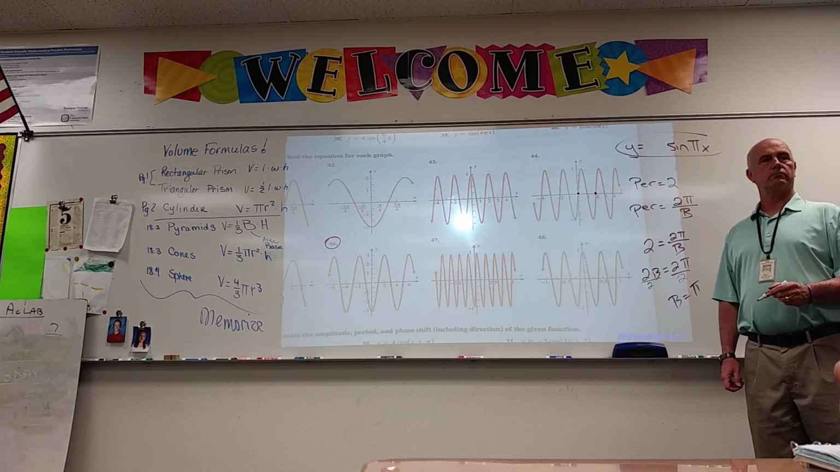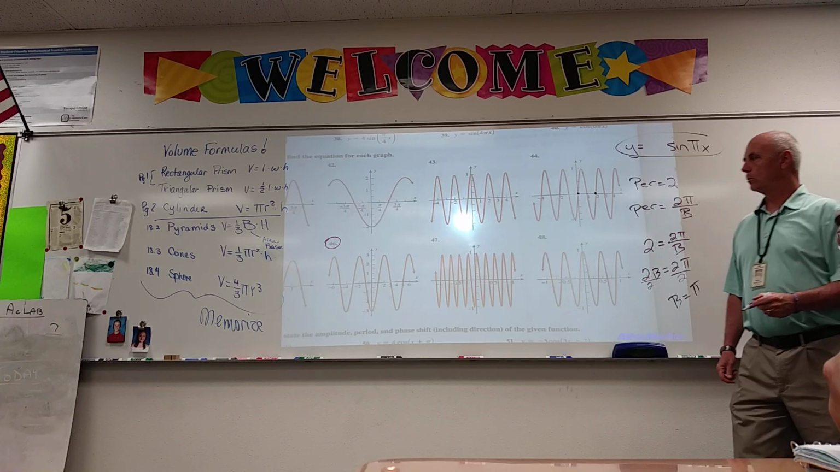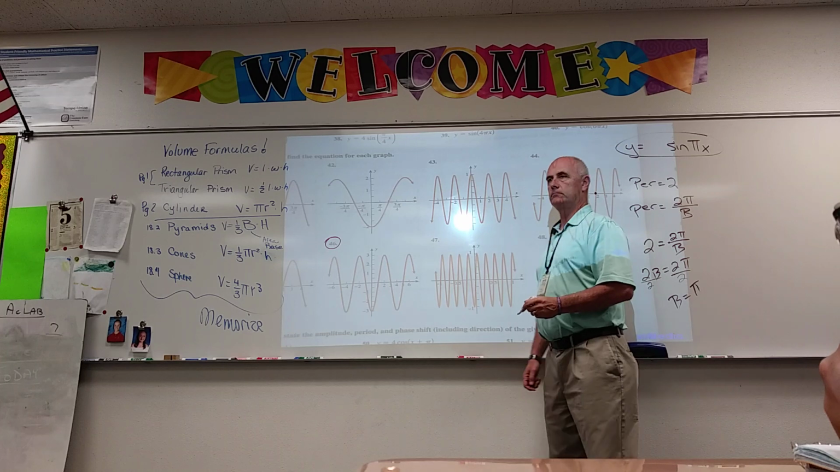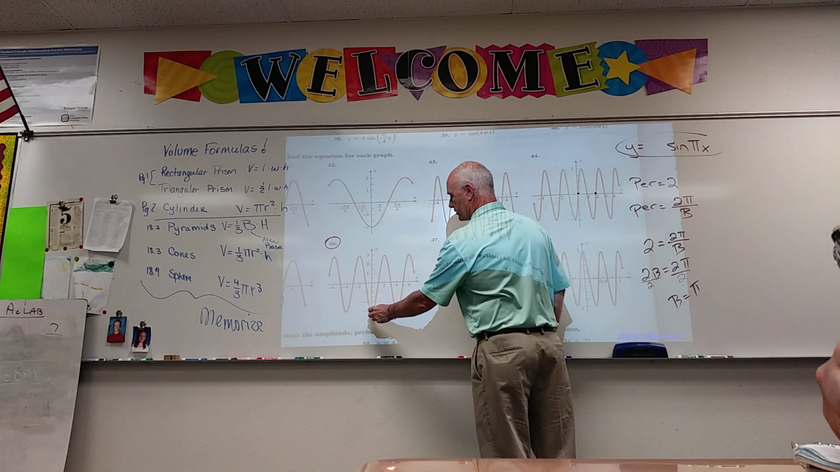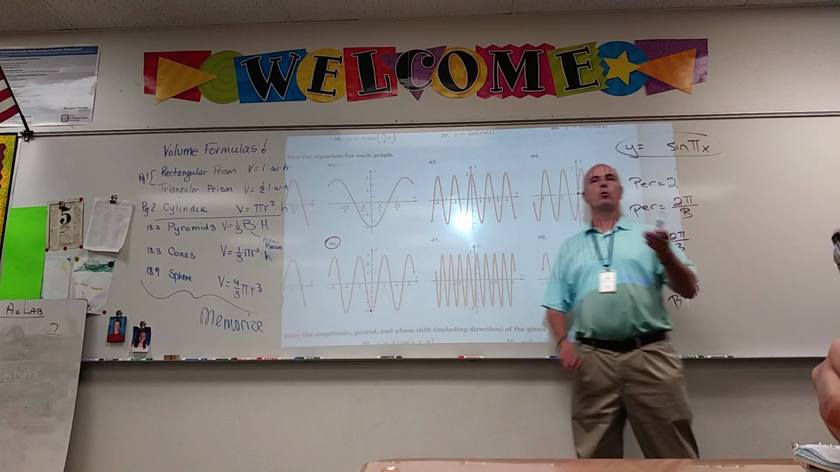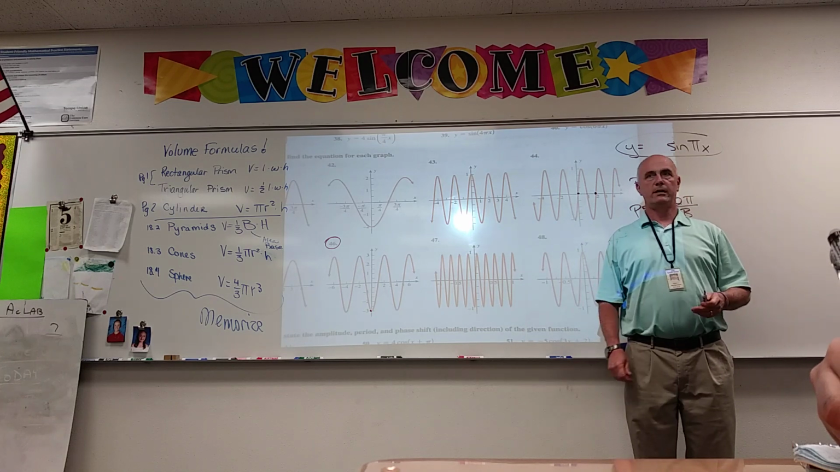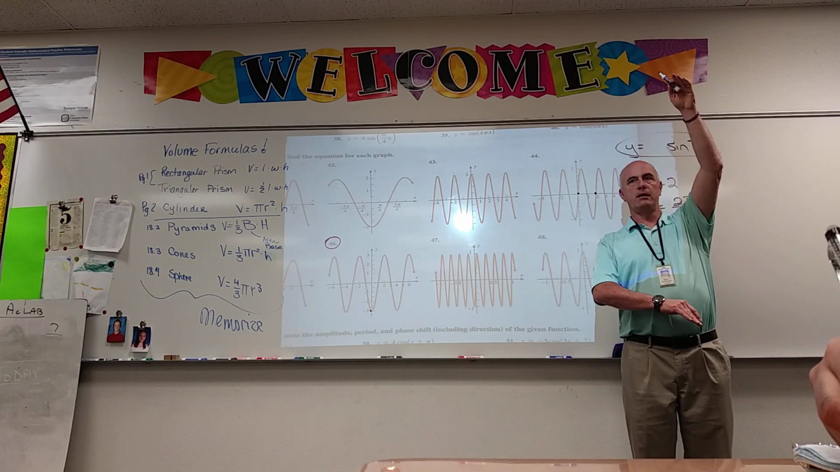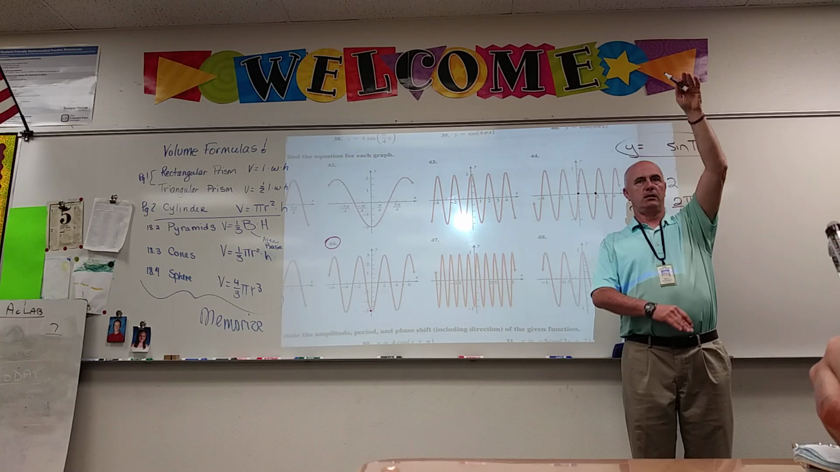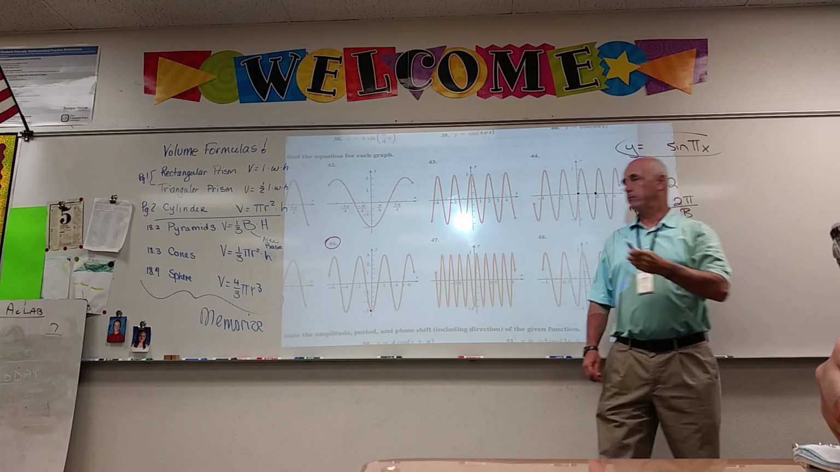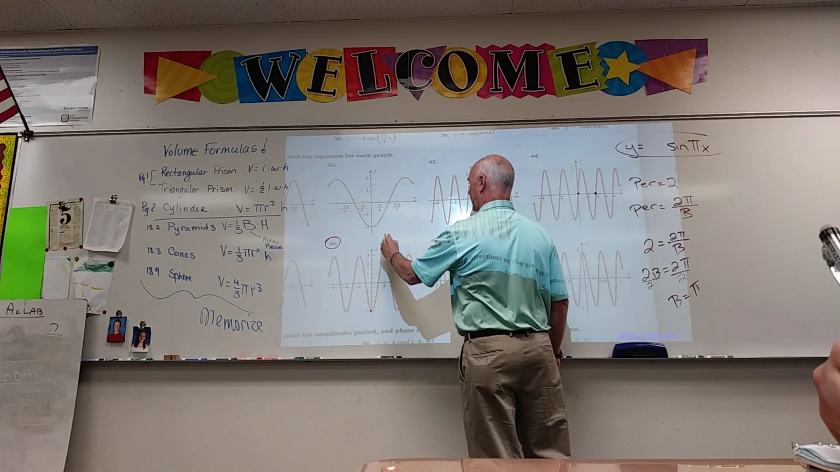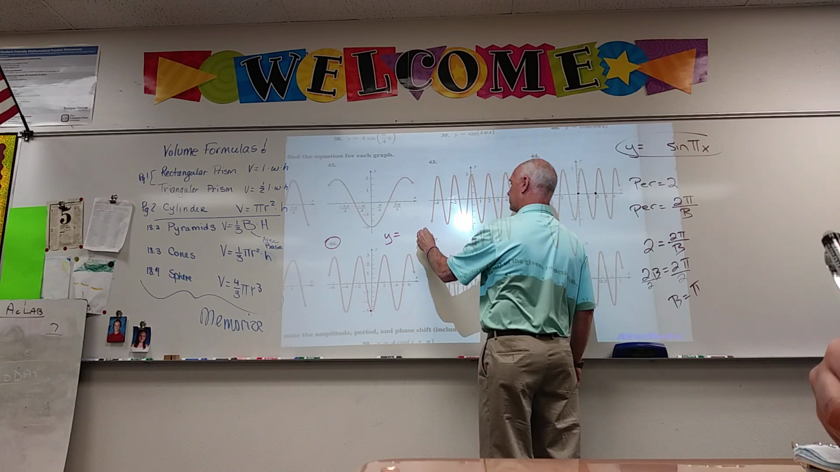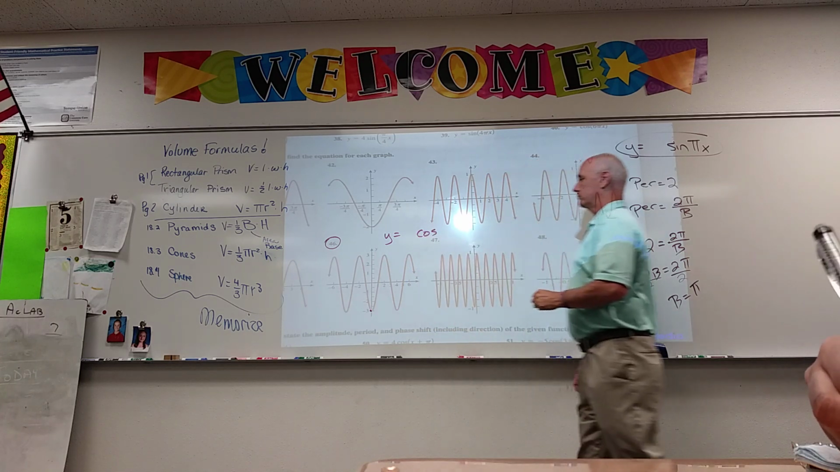Where do we start? Sine or cosine? Which one? Cosine. Why is 46 a cosine? Starts at 1. It starts at either a maximum or a minimum. If it starts at either a maximum or a minimum, it's cosine. If it starts in the middle, it's sine. So this is a cosine graph. So y equals, over here, cosine.